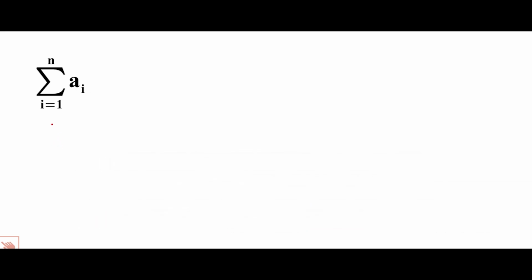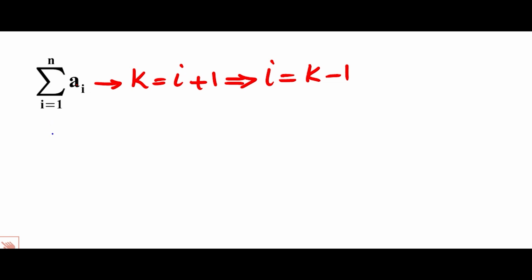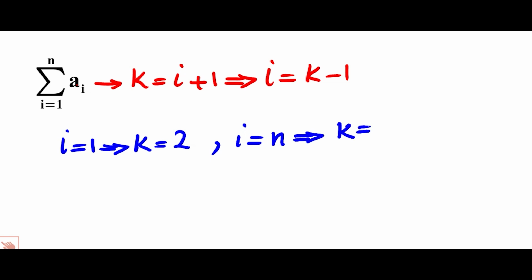For example, suppose we have the sum of a_i from i equals 1 to n. So let k equals i plus 1. Then i equals k minus 1. Now we must change the limits. When i equals 1, k equals 1 plus 1, which is 2. And when i equals n, k equals n plus 1.